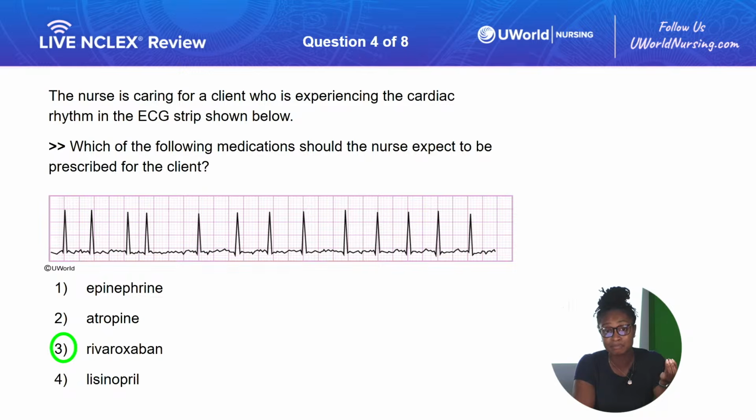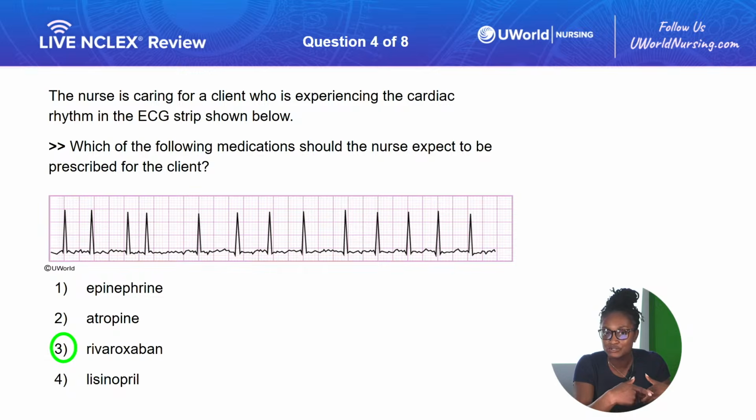So sometimes blood pools back in that atrium, causing those blood clots. So we need to put them on an anticoagulant to thin the blood out so it's easier to pass through to the ventricle. So rivaroxaban or Xarelto, anticoagulants, are used with AFib type patients.